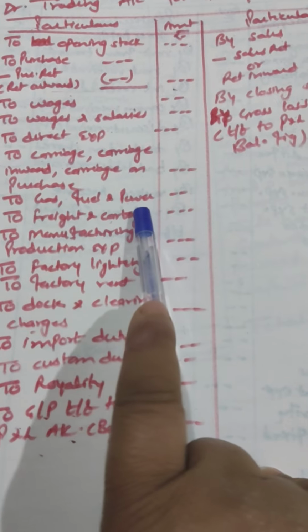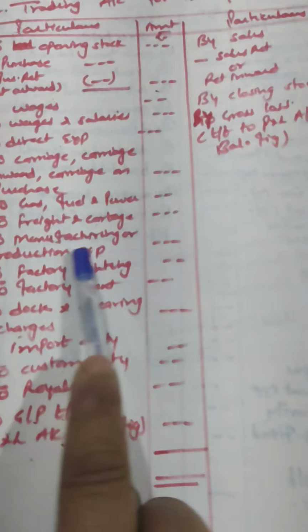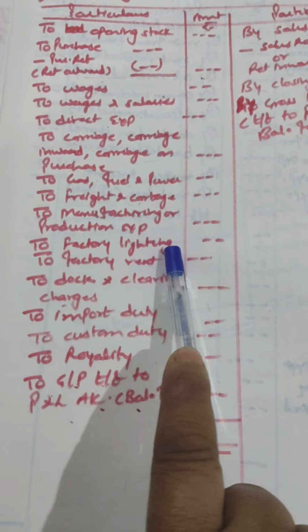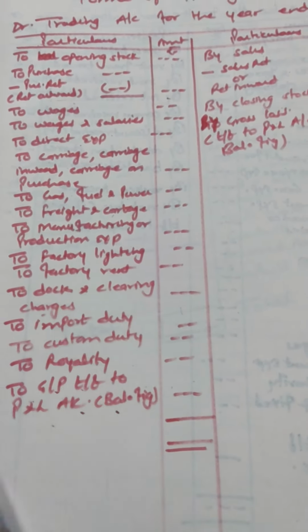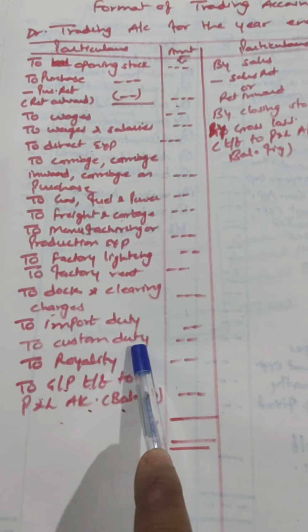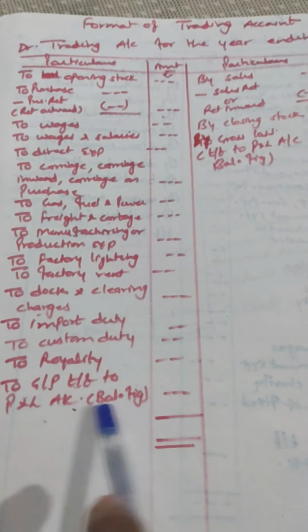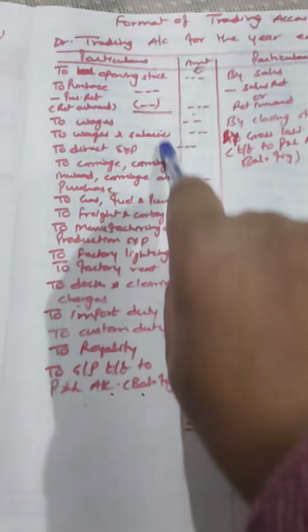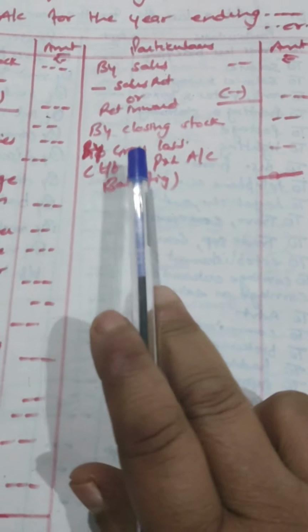Then gas, fuel or power is written over here. Freight and cartage, manufacturing expenses, production expenses, factory lighting. If only lighting is written, it is not written over here. Factory rent, dock and clearing charges, import duty, export duty are written over here. Carriage on sales is not written over here. Custom duty, royalty. So all such expenses are written in debit side of trading account, and in credit side, sales minus sales return or return inward, and closing stock.